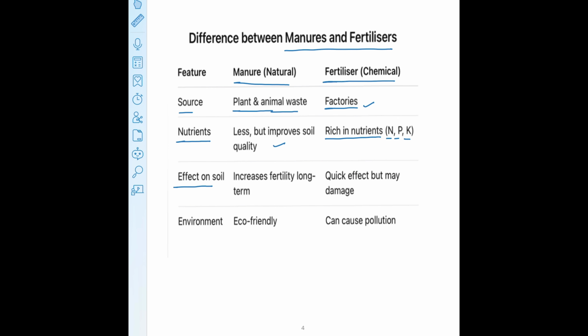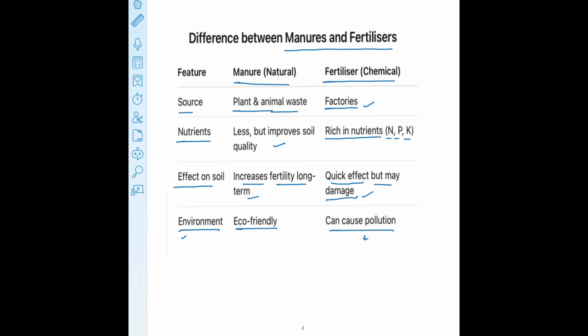What is the effect on soil? Manure increases fertility long term. Fertilizers have quick effect but may damage. And last one, environment. What is the effect of manure and fertilizers on our environment? Manures are eco-friendly because they are natural, and fertilizers can cause pollution because they are made up of chemicals.